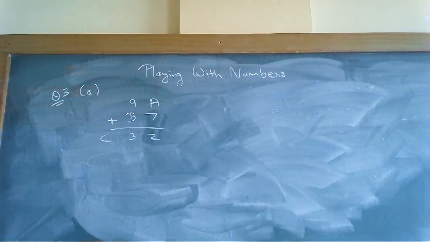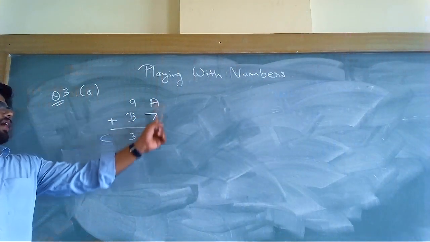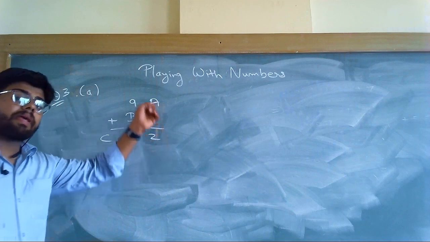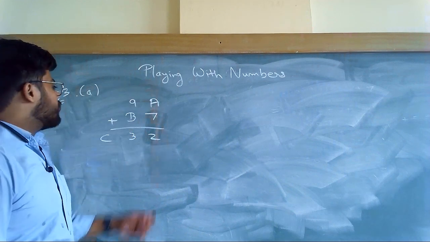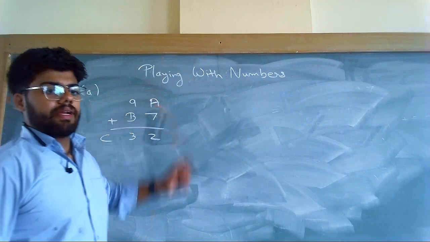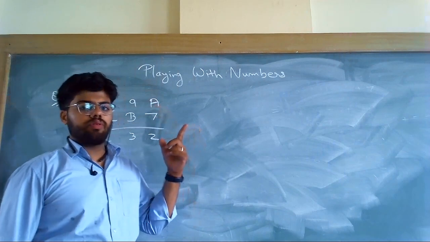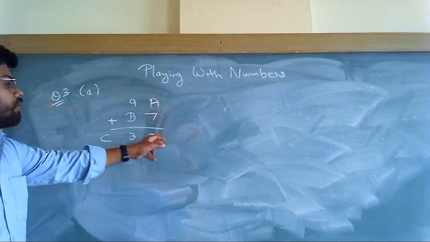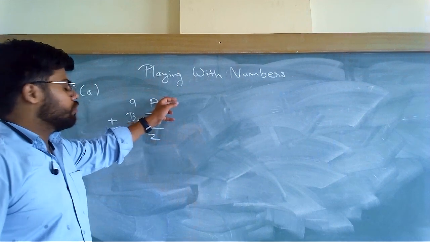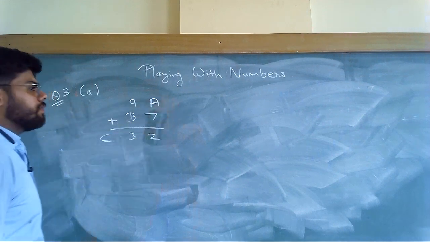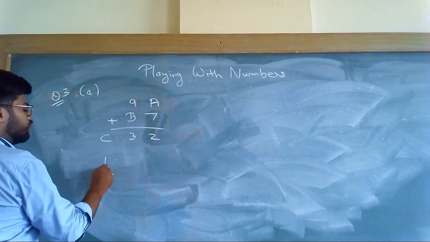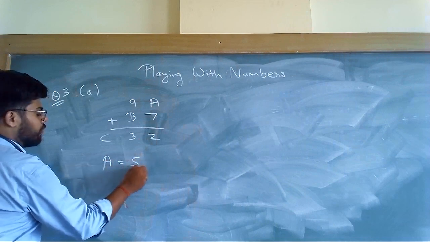Now what do you think? What I have written here is that I will get 2 and 1 will be carried here. If I put 1, 7 plus 1 is 8, no. 2, 7 plus 2, no. 3, 7 plus 3 is 10, 0 will come, no. 4, no. 5, yes. 7 plus 5 is what? 12. So what is the value of A? What do you think? 5.